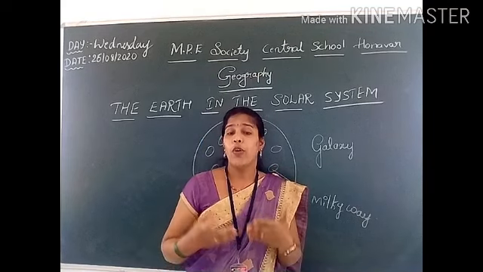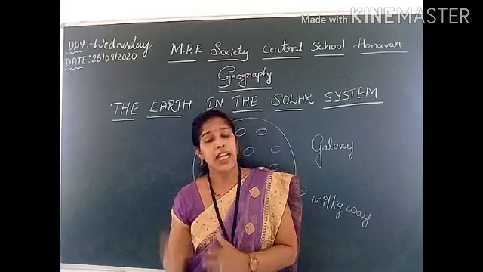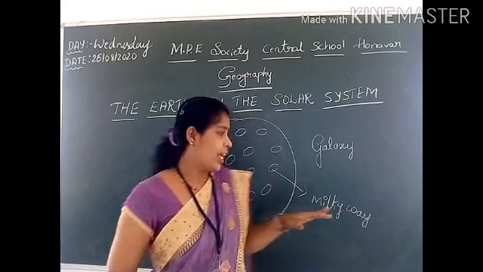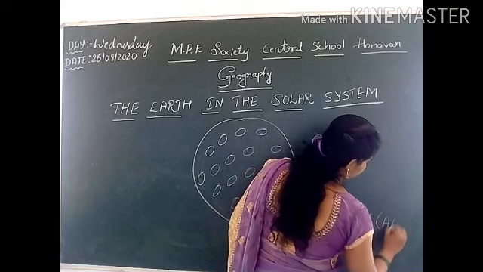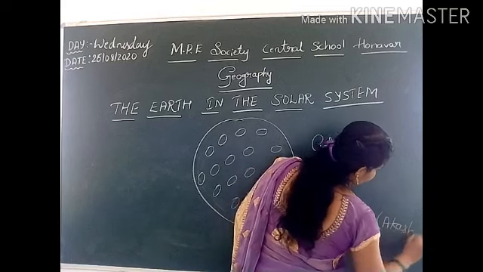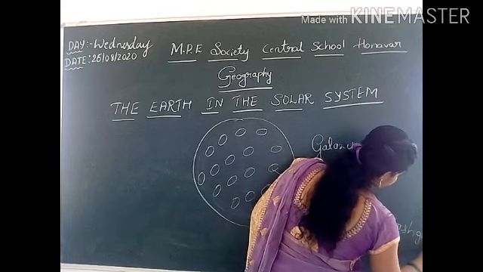Dear students, in ancient time, this Milky Way galaxy was imagined to be a river of light flowing in the sky. So it is named the Akasha Ganga. Milky Way galaxy is also called the Akasha Ganga.